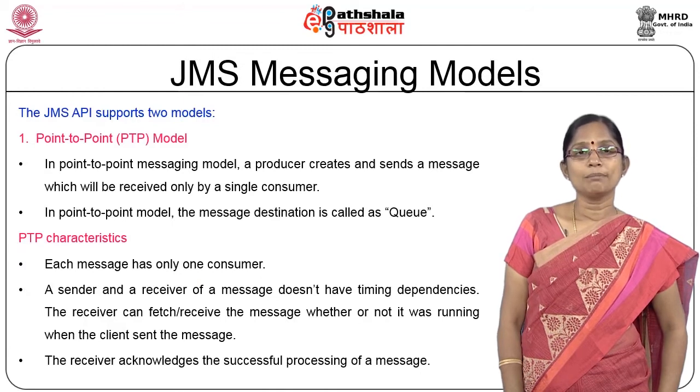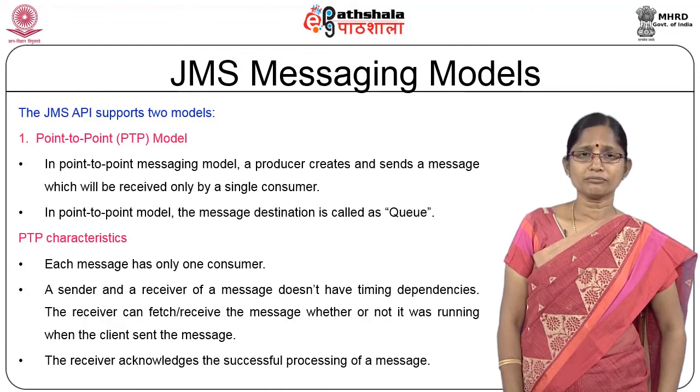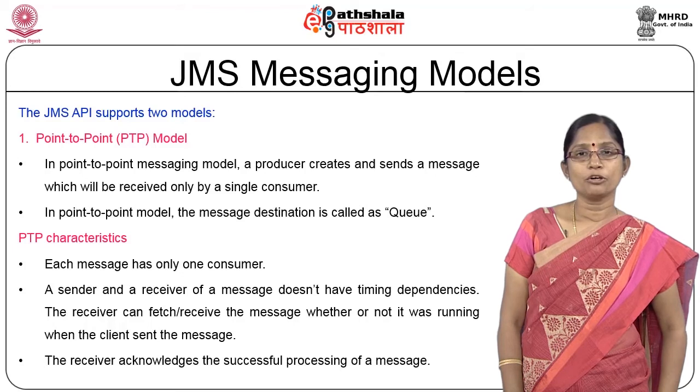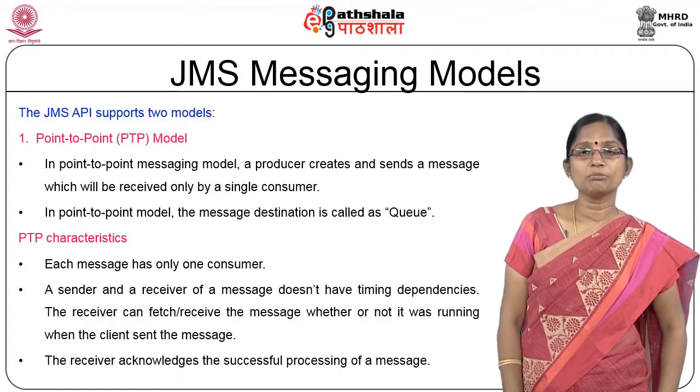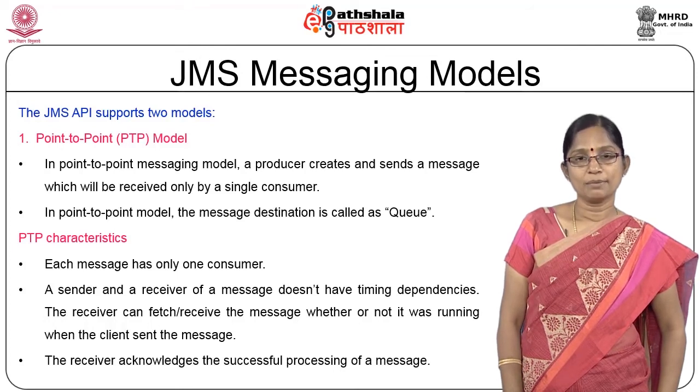Now, let us look through the messaging models of JMS. The JMS API supports two different types of models. The first one is called the point-to-point messaging model, which we call the P2P model. In the point-to-point messaging model, a producer creates and sends a message which will be received only by a single consumer. So, the producer is going to be one party and the consumer is also going to be one party. In the point-to-point model, the message destination is called a queue, because the producer produces and puts the message in the queue and the consumer consumes from the queue.